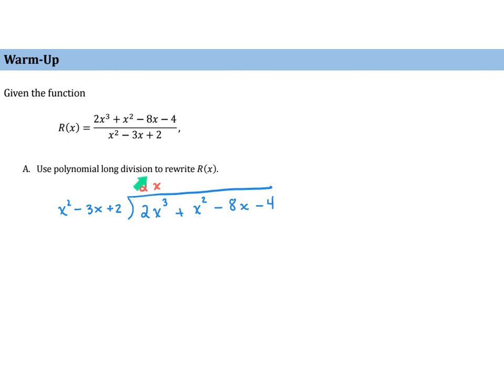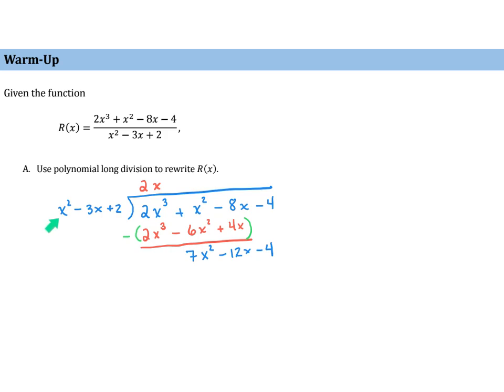Now, we take the 2x and we multiply it by the whole divisor. And we obtain 2x cubed minus 6x squared plus 4x. And now we subtract off this whole thing from what's above it. And so we obtain 2x cubed minus 2x cubed is 0. Then we have x squared minus negative 6x squared will be positive 7x squared. Negative 8x minus 4x is negative 12x. Bring down the minus 4.